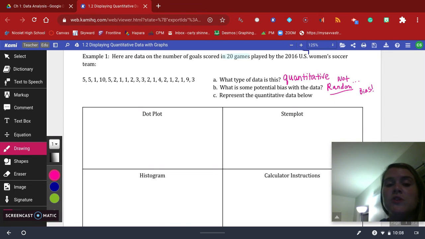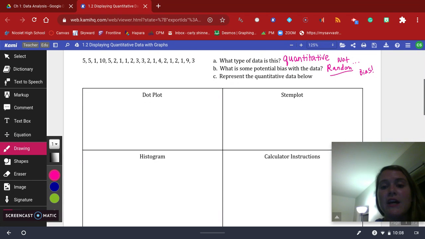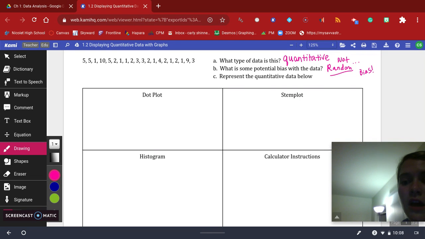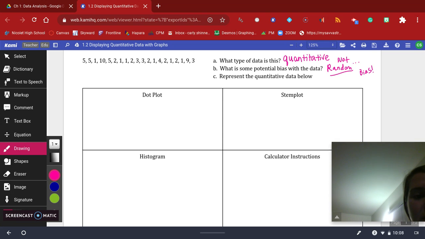So here's the data to the left here, and we're going to represent it below. So here are three different ways to represent numerical quantitative data. And there's another one, box plot, that we'll talk about next class. So we're just going to focus on these kind of basics today.